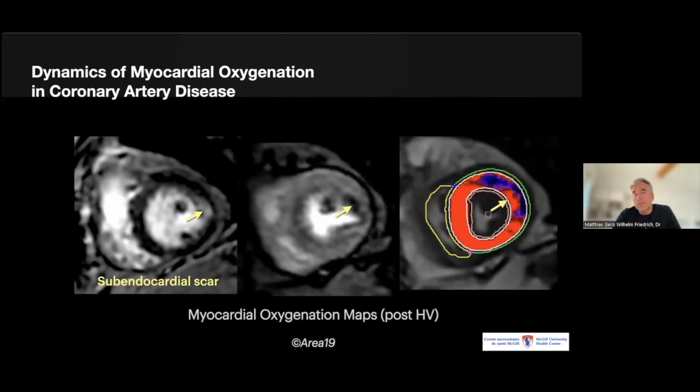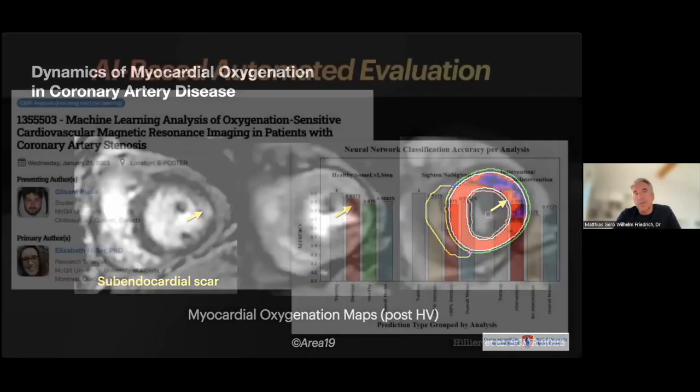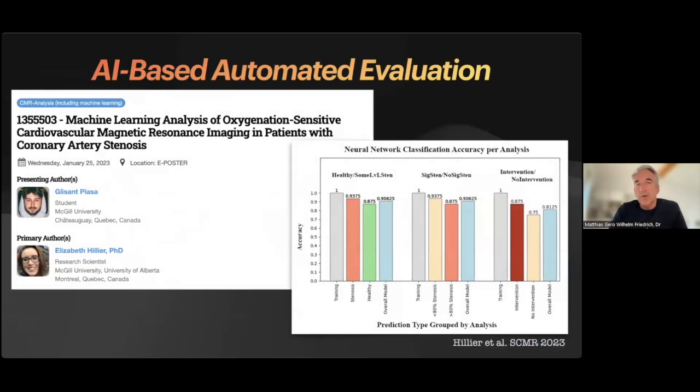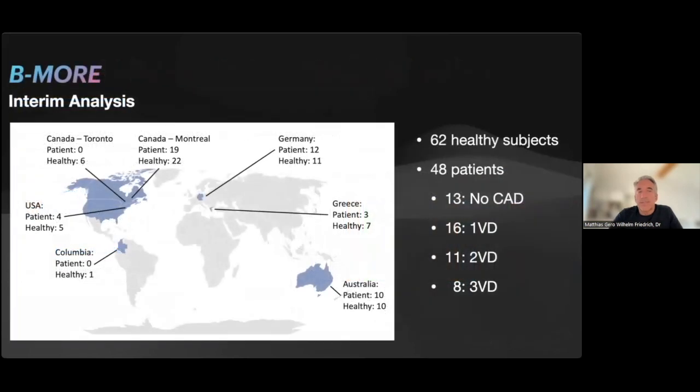Now, you can use these data and analyze them, and produce these maps, but we think we can even go further and use machine learning for a fully automated analysis. This is what we have done, and we presented it earlier this year at the Society for Cardiovascular Magnetic Resonance. We could very accurately identify areas exposed to significant stenosis. And then we are also putting this to the test in an international multi-center trial.